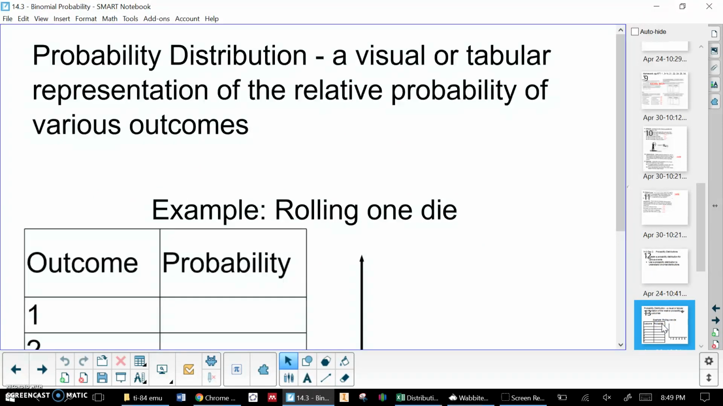So our first example here is just a very simple one. A probability distribution is just going to be a visual or tabular representation of the relative probability of various outcomes, which means how likely each of the outcomes are going to occur.